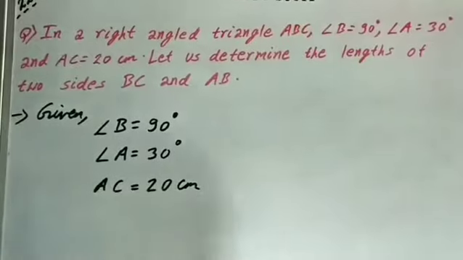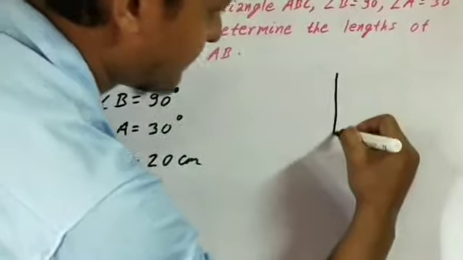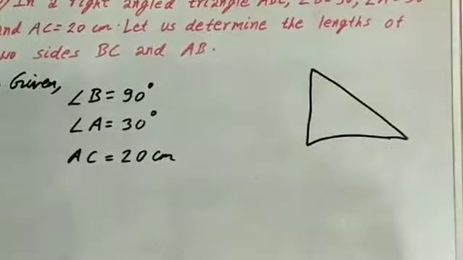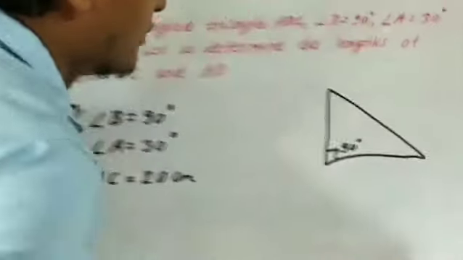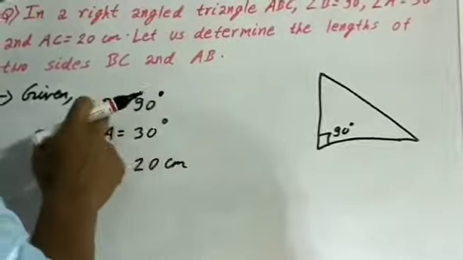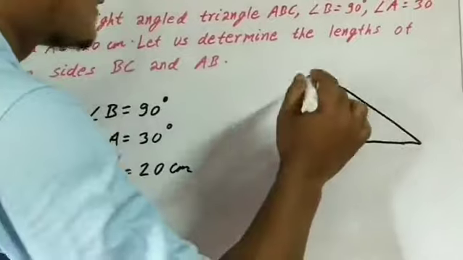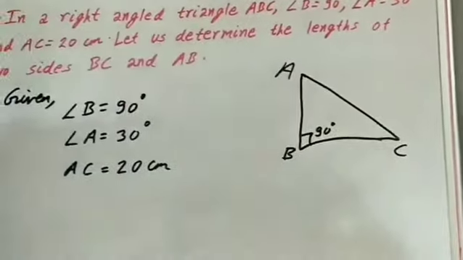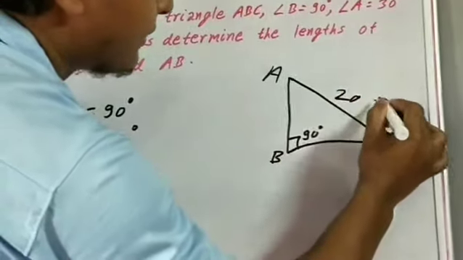So now to solve this problem, let's draw a diagram. Consider this is a right angle triangle. In this right angle triangle, this is angle 90 degree. So according to question, angle 90 degree is B. So this point must be B. Let's say this point is A and this point is C. The value for AC is given that 20 centimeter.